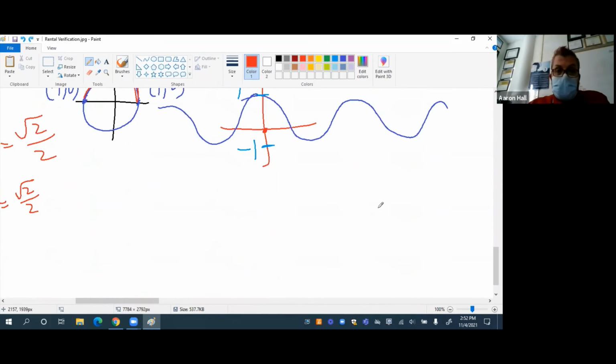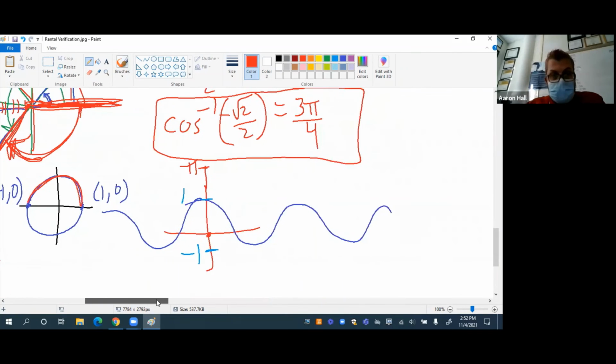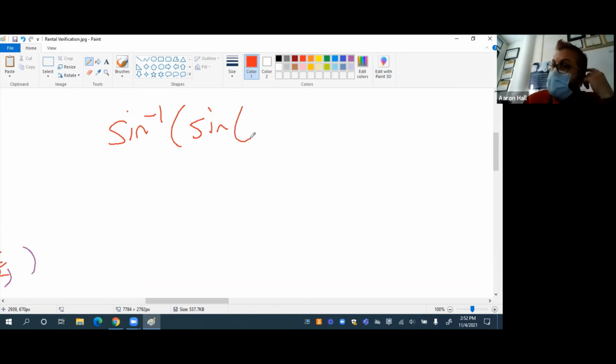Let me try to do another one that will help wrap our heads around. So we go with this right here, which is 3 pi fourths. Let's try to think of a sine one. The inverse of sine of 3 pi fourths.